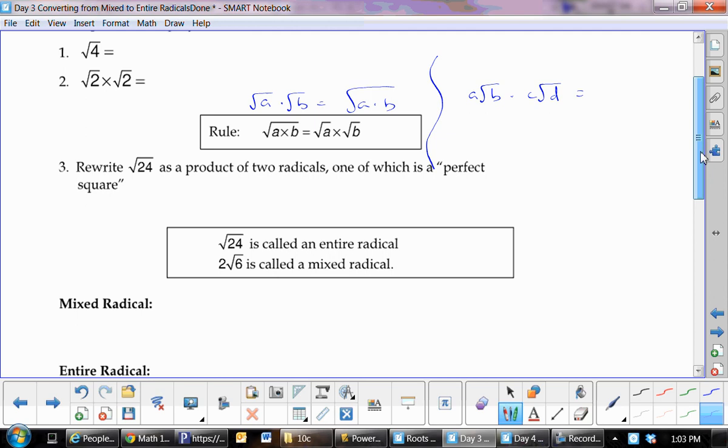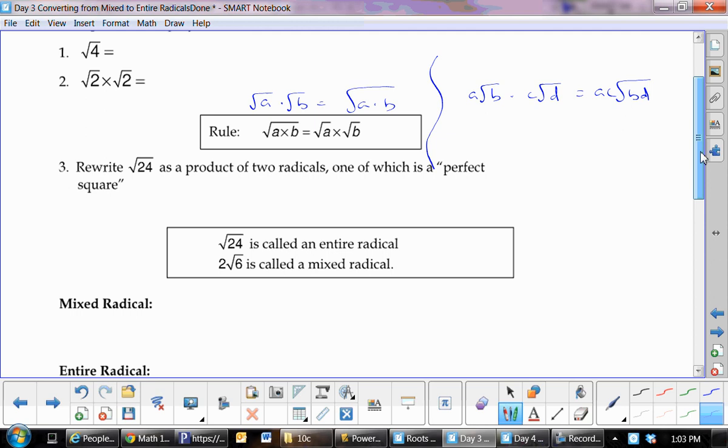Putting up your hand, who could tell me the answer to this? No one? All right, what did you get? It would be AC root BD.